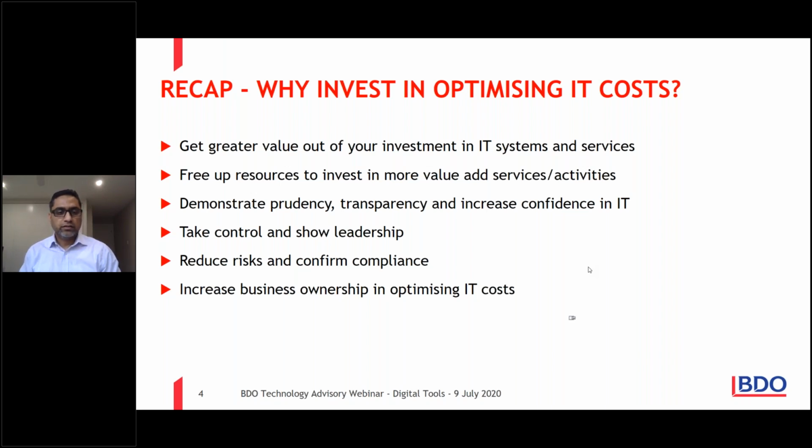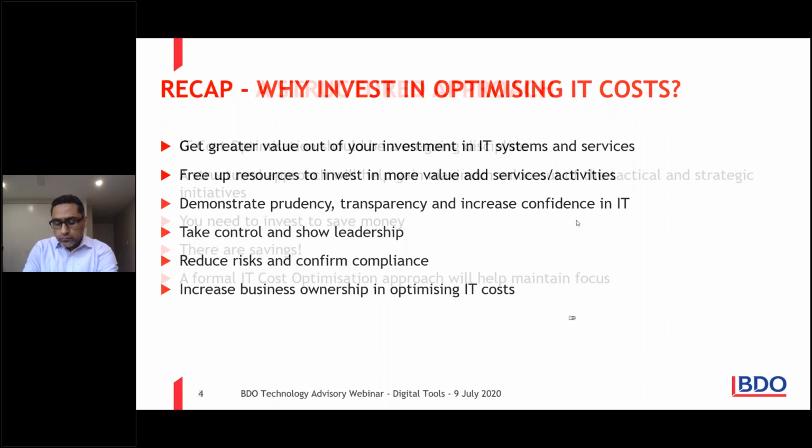And then the last one is around increasing the ownership of business in helping optimize IT. So there are a number of reasons why we feel that optimizing IT costs is critical, and you would have experiences along those lines in your organization also.